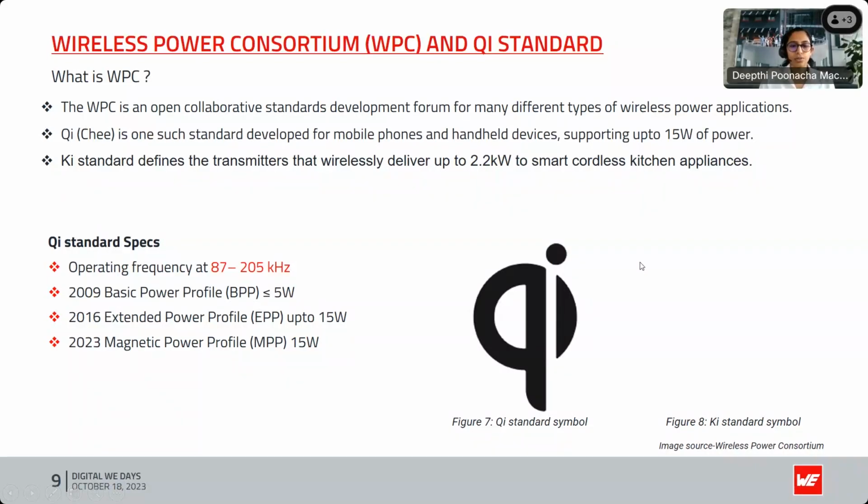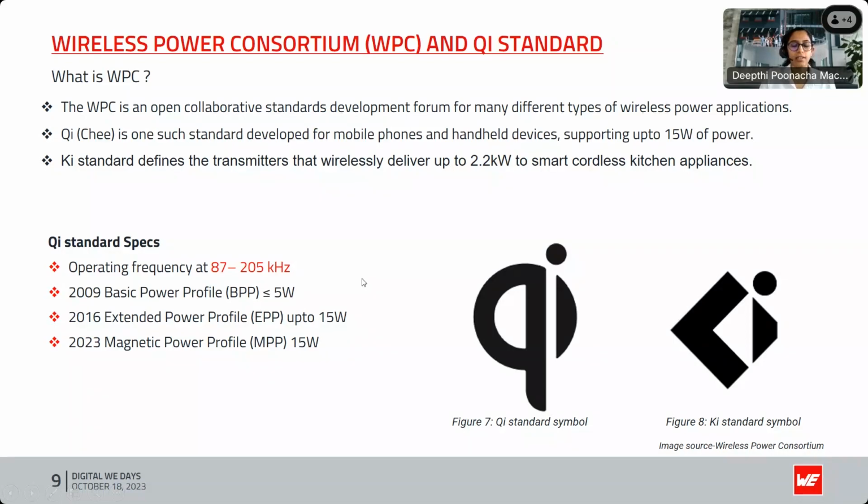Another standard is also defined by the WPC, and that is called the Ki standard, which is defined for transmitters which can transmit high power levels up to 2.2 kilowatts for smart cordless kitchen appliances. This has been defined and is still in development, and the symbol looks like figure 8. So in the future, when you see this figure on your smart kitchen appliances, then you know that they are Ki compliant.